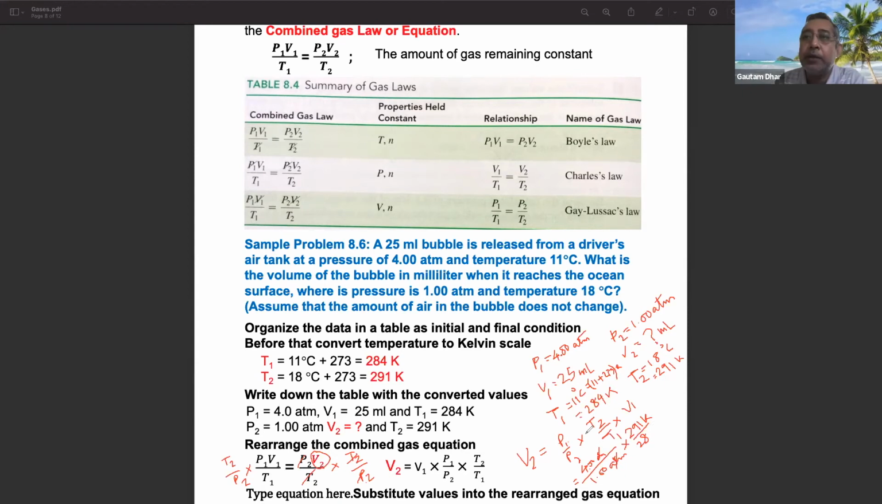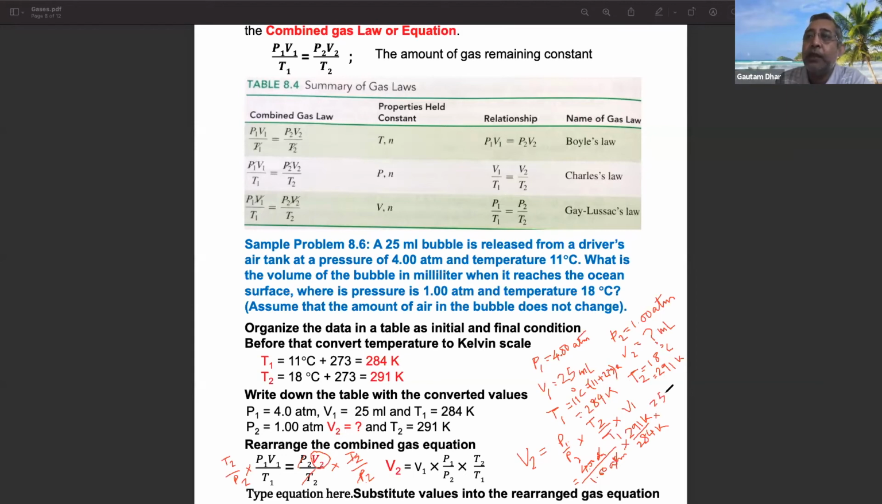No, I'm just seeing where is T1. Don't challenge your brain too much on asking divide or multiply. Just follow the units, place it, and just substitute. So T1 is at the denominator, right? So I'll put it in the denominator. And then you have V1. So our V1 is 25 milliliter.